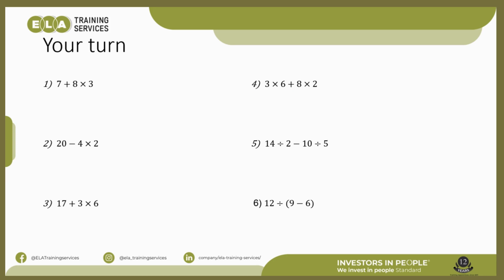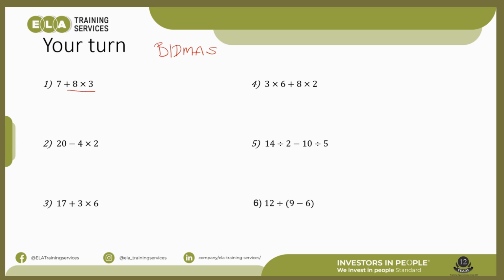So we'll have some more practice and then you can try some on your own. Let's do the first question together. 7 plus 8 times 3. Remember, if you need to write it down, BIDMAS: brackets, indices, division, multiplication, addition, subtraction. That's the order it has to go in. Are there any brackets in question 1? No. Are there any indices? No. Is there any division? No. But there is multiplication. So here we need to multiply 8 by 3.